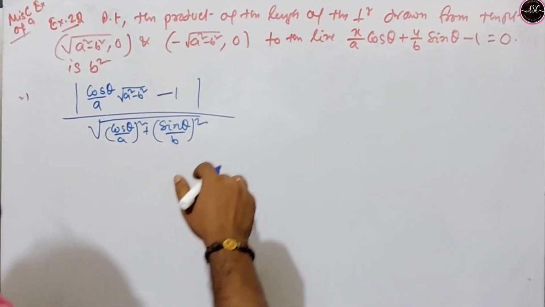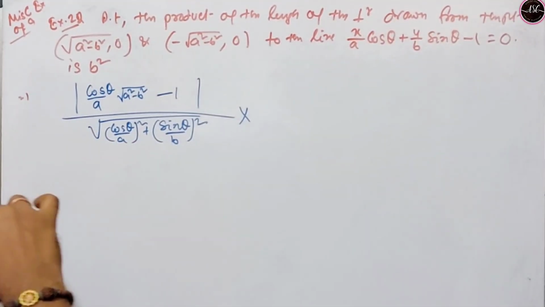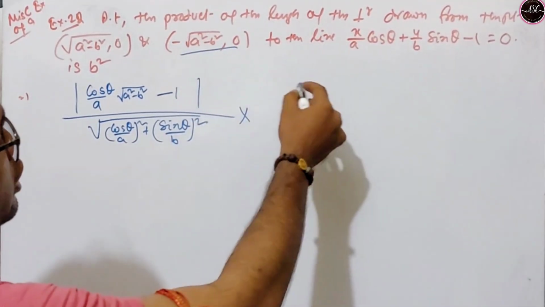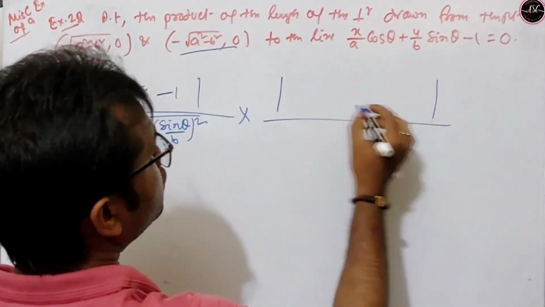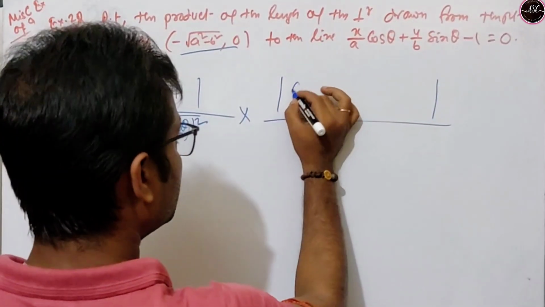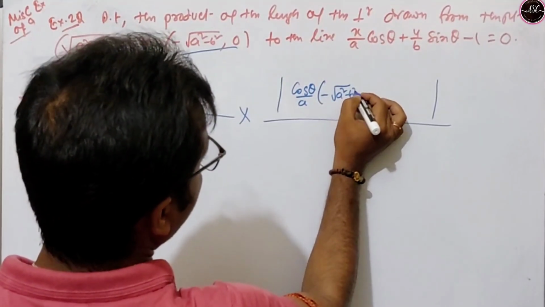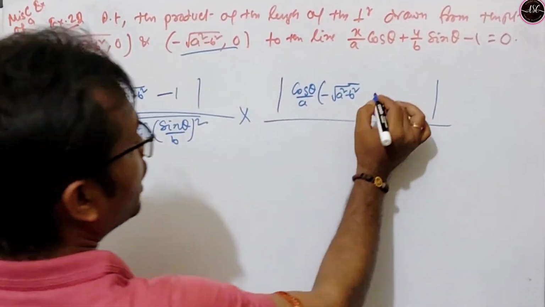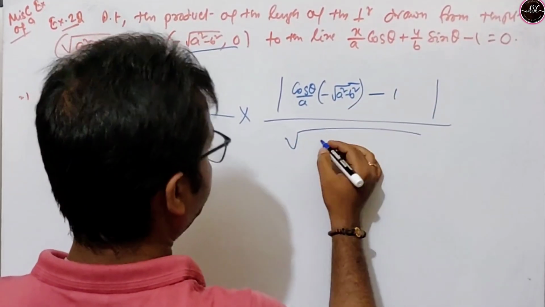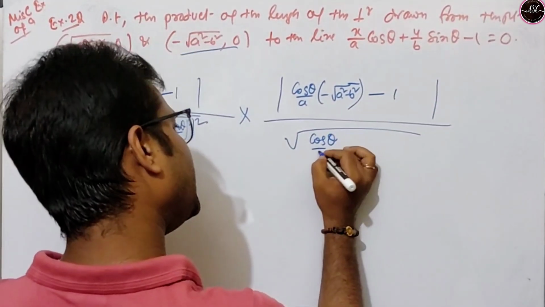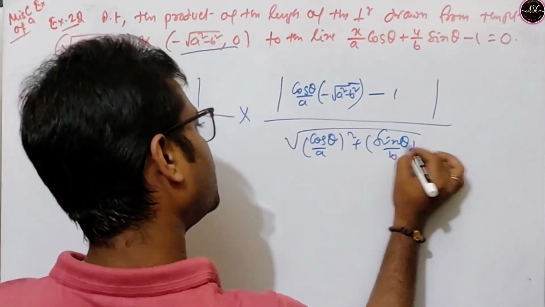Okay, the perpendicular distance from this point to this line is equal to mod of x1, that means cos theta by a into minus of root a square minus b square, and the b square term will be 0 and here minus 1, divided by root over cos theta by a whole square plus sin theta by b whole square.